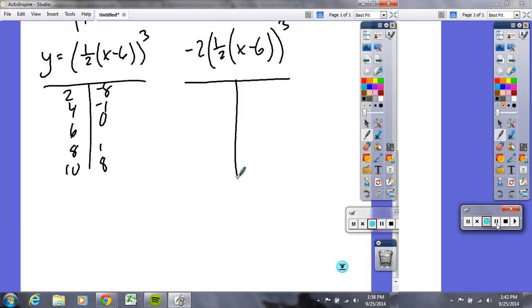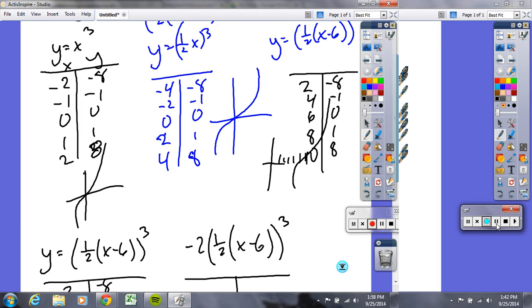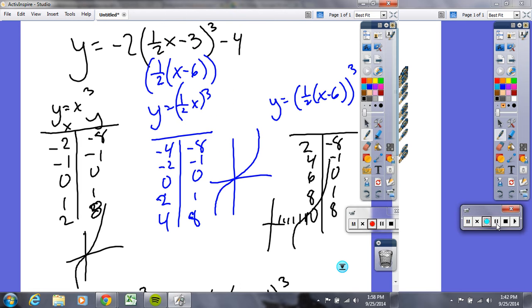What I did, just to let you know, Kelly, is I moved all the x values to the right 6. Or you're wondering where I got this from? Okay, so you're wondering from here to here.